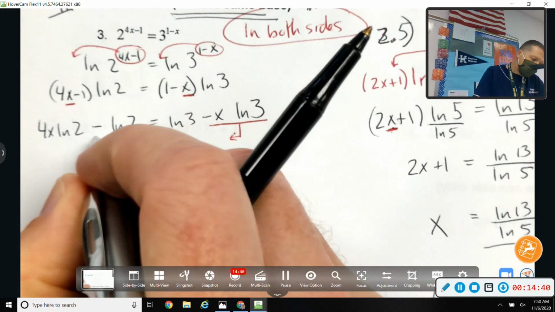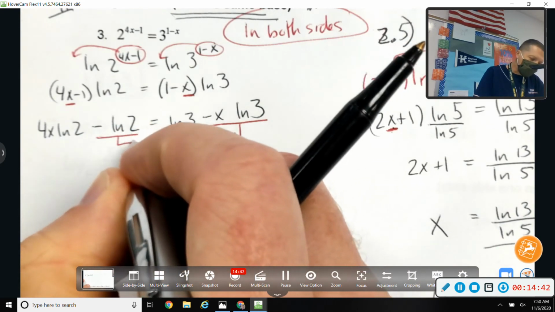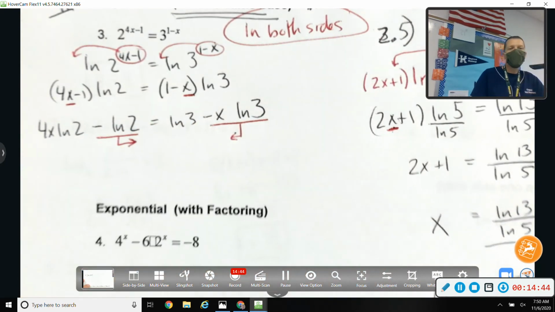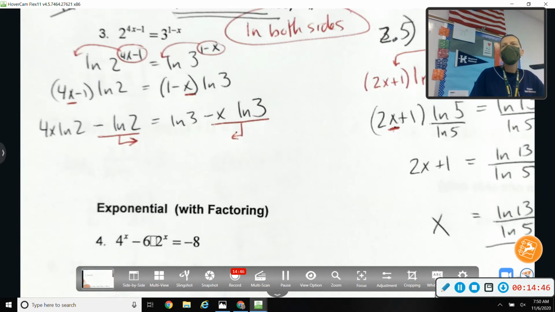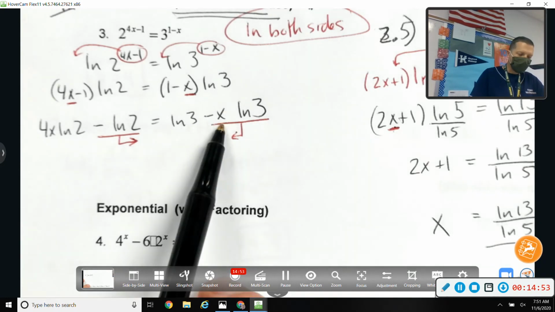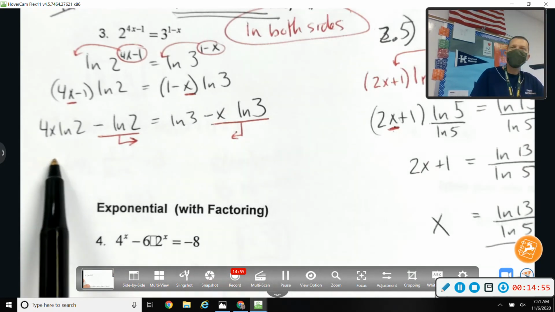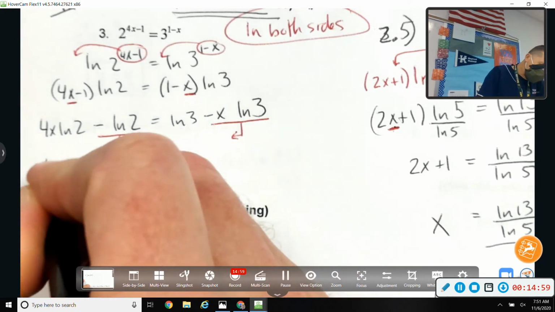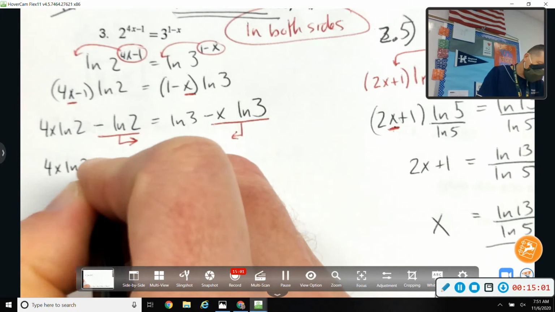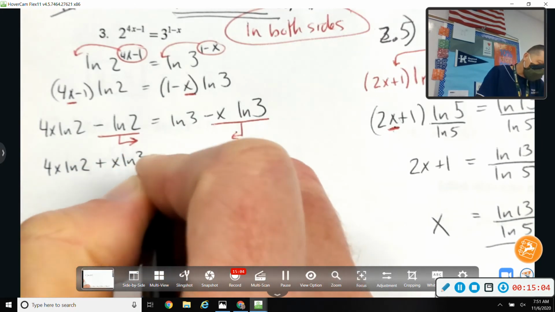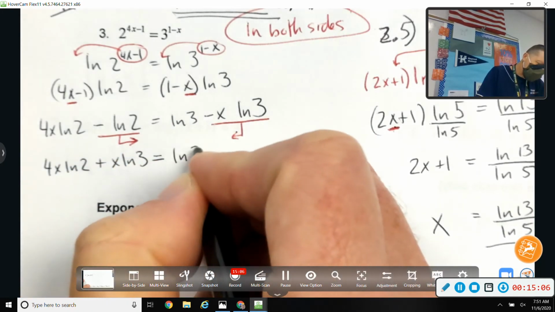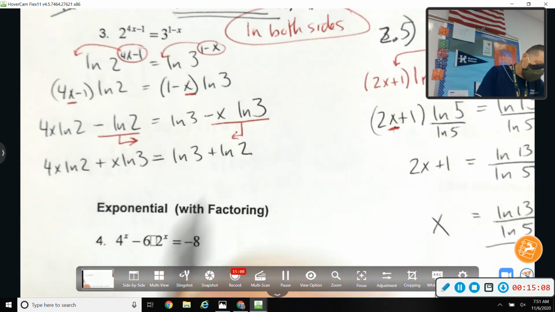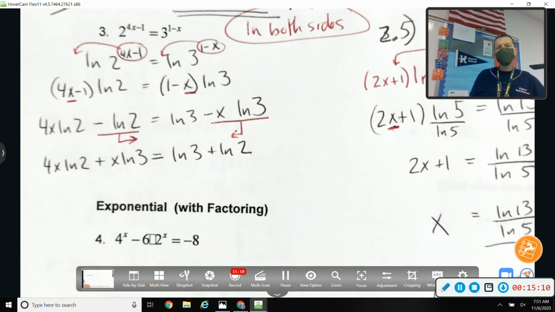And then now, Andrew, your motivation will work a little better. Your end goal to get the x's by themselves and the not x's on the other side. So now to get this x to the left, I'll add it over. And for this one, I'll add it over. So 4x natural log 2 plus x natural log 3 equals natural log 3 plus natural log 2.